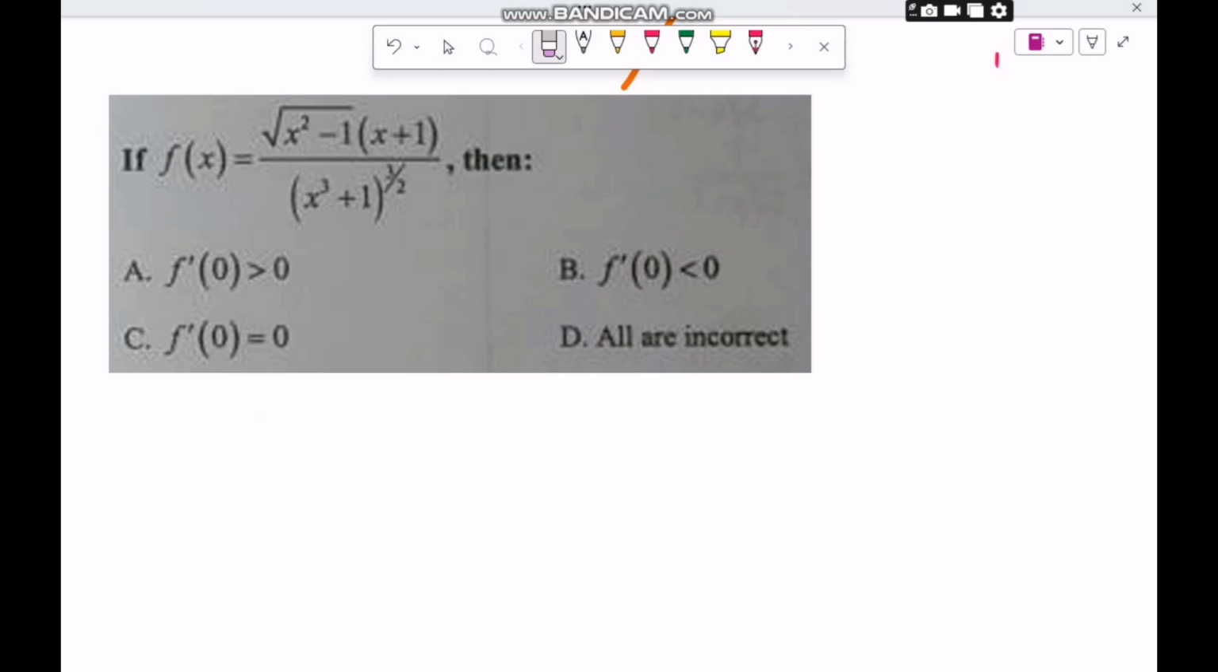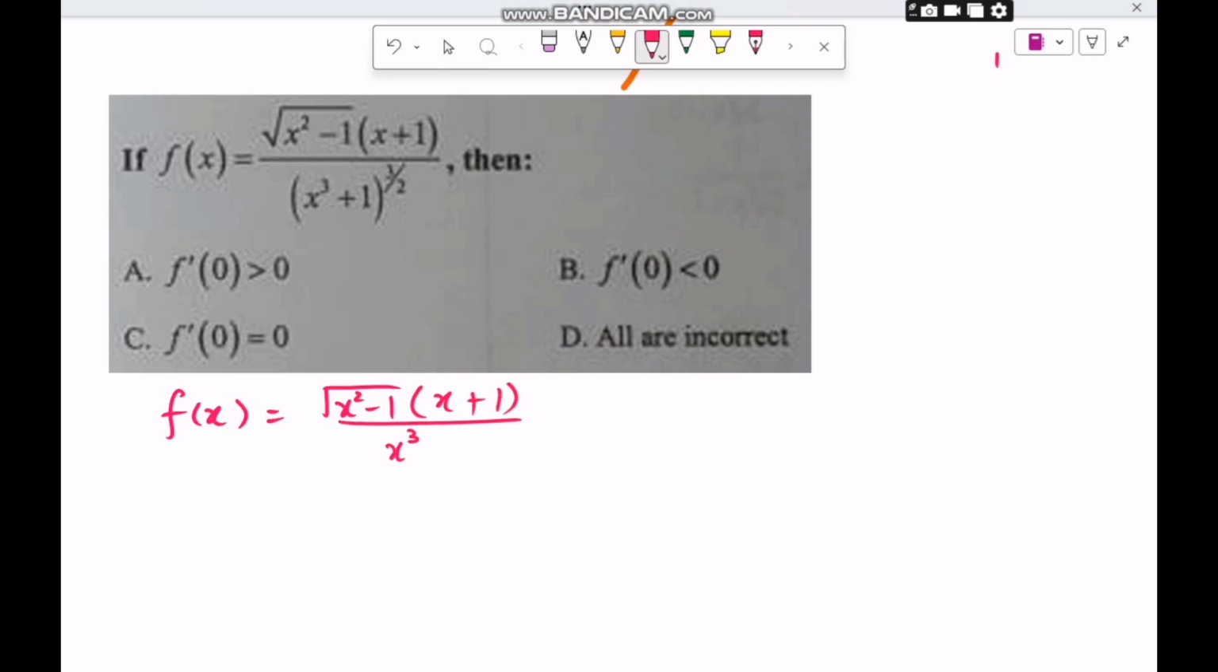So here we are, the derivative of this function. This is an irrational function, an algebraic function, because of the square root and fraction power; it will be called a power function or irrational function. We are going to differentiate it, and the options are whether its derivative at 0 is 0, negative or positive. Option A is positive, option B is negative, option C is 0. What the derivative of this function at 0 is, all are incorrect.